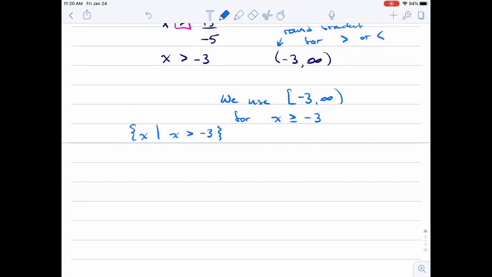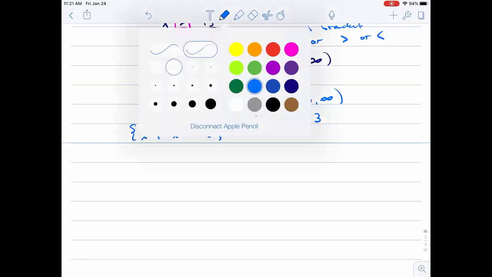Why is it only square brackets on one side? So if we're talking about infinity as one of our things, we always have a round bracket on infinity. Because infinity is not a number, infinity is an idea. Once you feel like you've reached infinity, you can always go further. And so that's why we have to have round brackets on infinity, and that's a rule that we just stick with. Nice. Cool. All right.